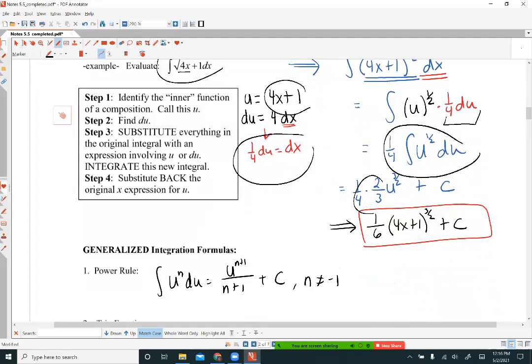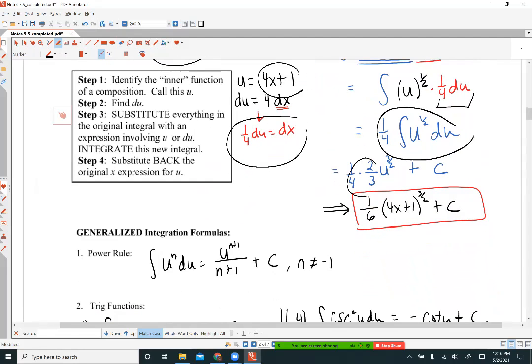Make sure this is not your final answer. The original problem was written in terms of x, so make sure the final answer is written in terms of x. That's for indefinite integrals. Now, we're also going to do this with definite integrals, where the final answer is a number. So we're not so concerned with rewriting the answer. The answer will be a number, not some function in terms of x.